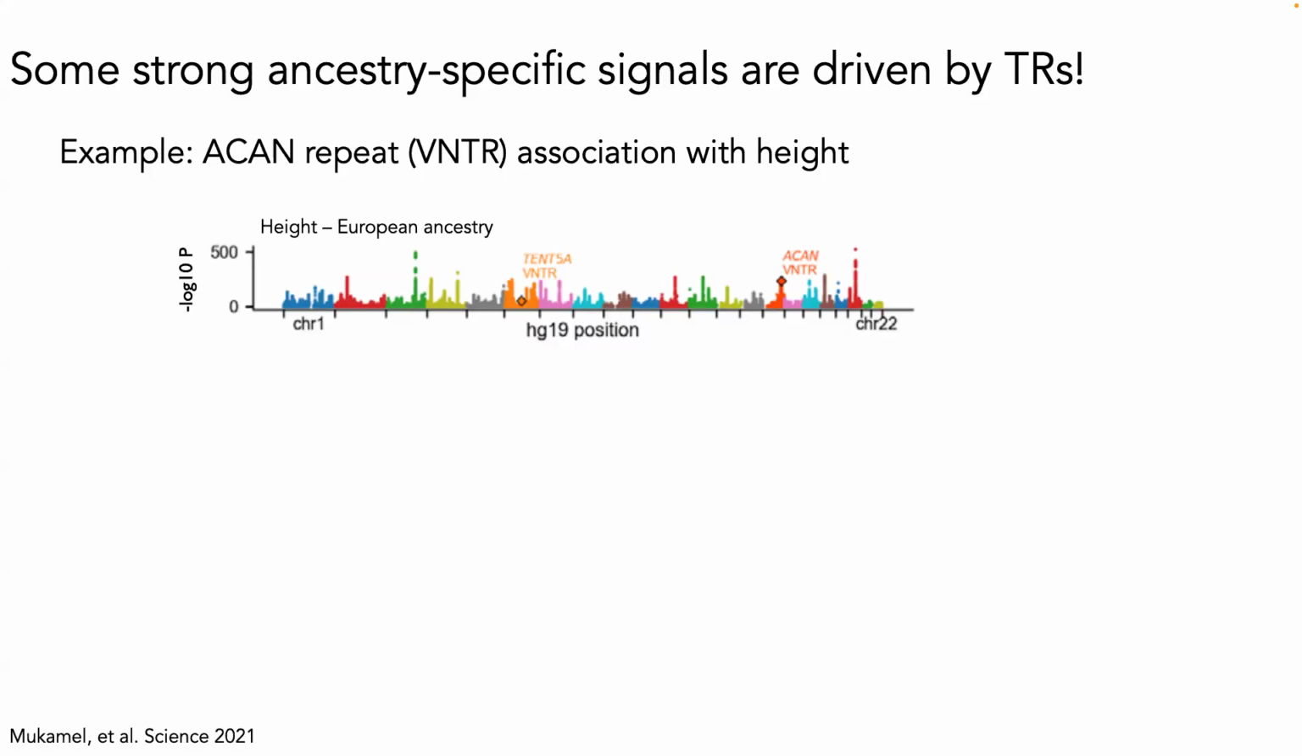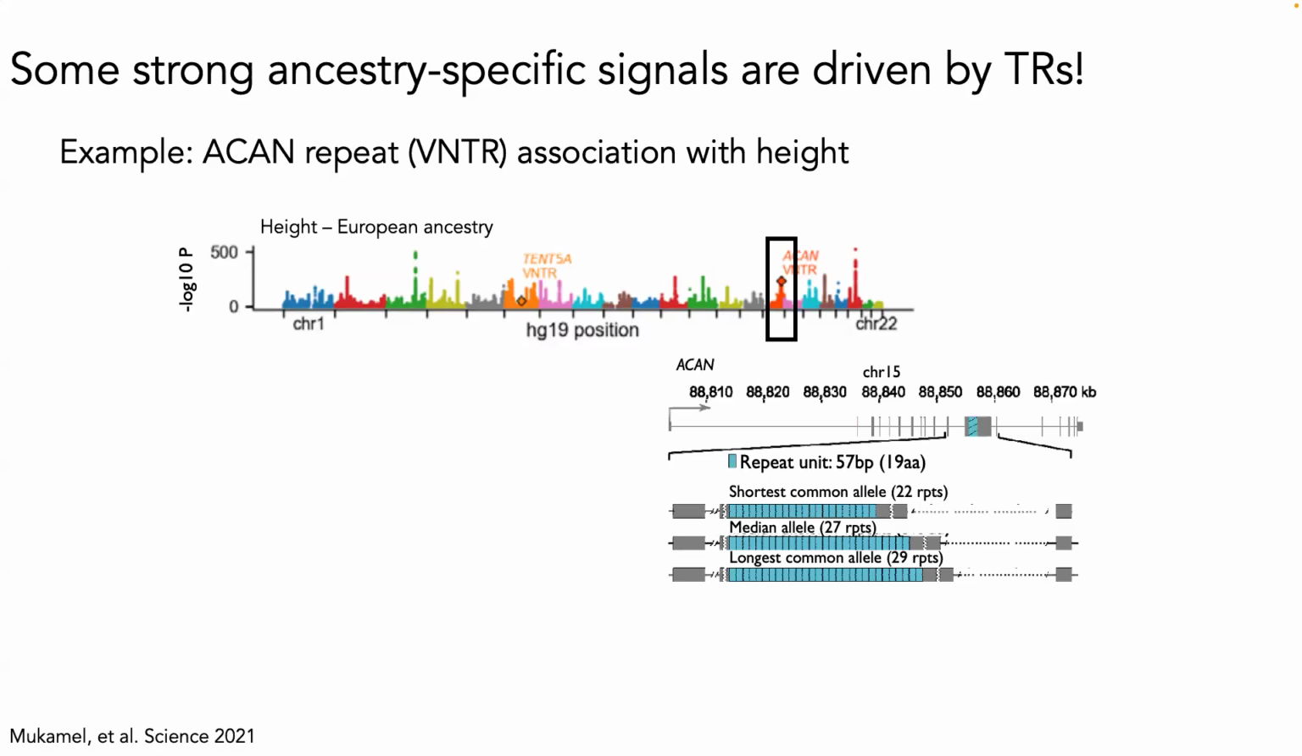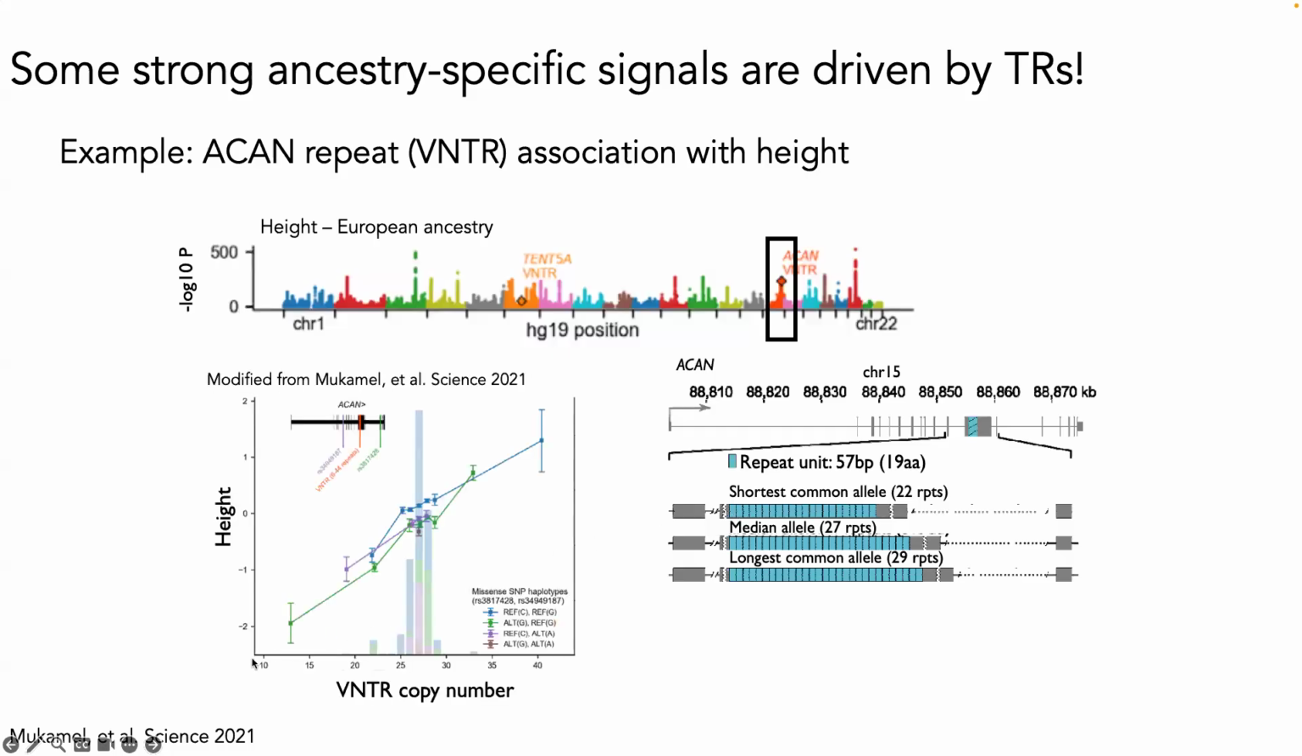One of the strongest GWAS signals for height is over here on chromosome 15 in this gene, aggrecan. And it turns out what's driving most of this signal is a polymorphic repeat in the protein coding region of this gene. If you look at copy number of the repeat versus height, it's a super strong correlation. And it seems like the repeat is the causal driver of this signal.